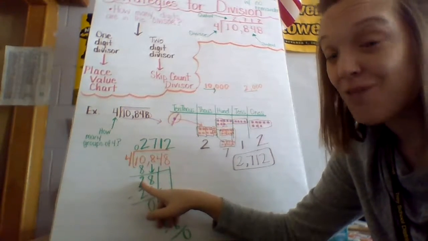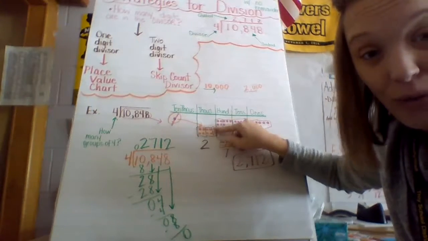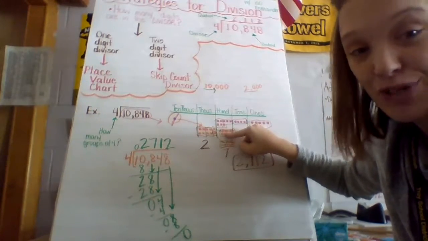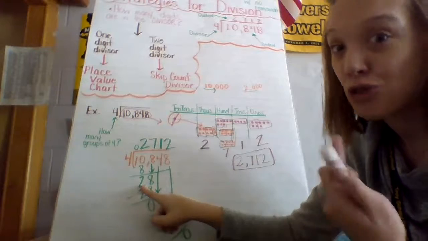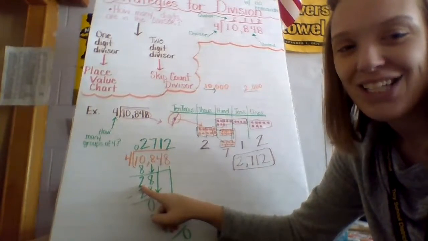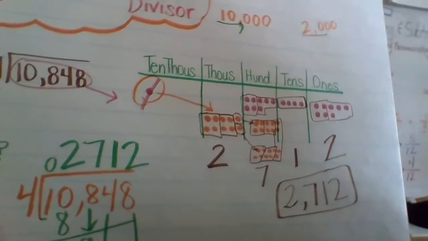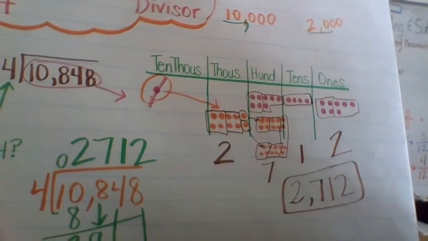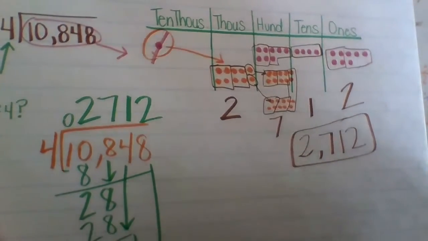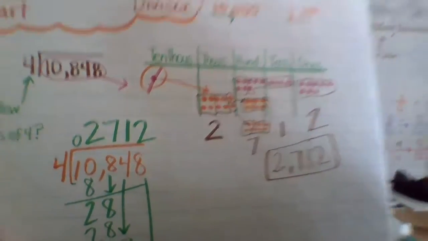Remember, we had a leftover. We had 2 left over here that we had to move to the hundreds place. So we brought down the 8. We then had 28 in the hundreds place. If you look closely and count up those place value discs, there's 28 in the hundreds place. So cool.